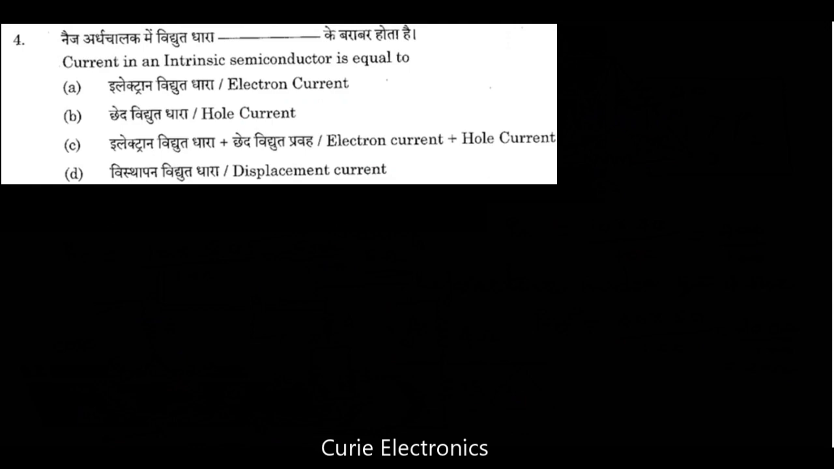Next question. The current in an intrinsic semiconductor is equal to... intrinsic semiconductor means pure semiconductor. So total current is current due to holes plus current due to electrons. So the answer is option C: electron current plus hole current in a pure semiconductor.